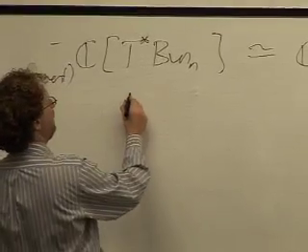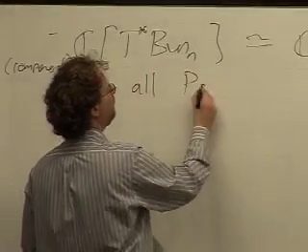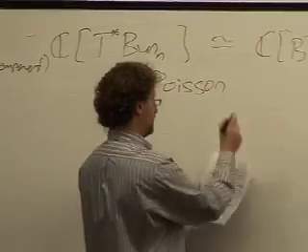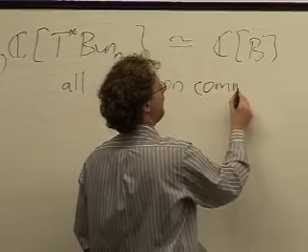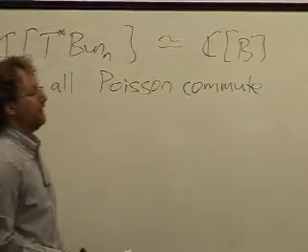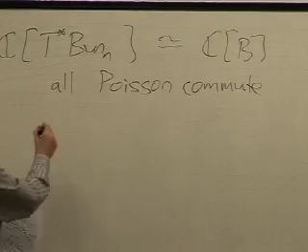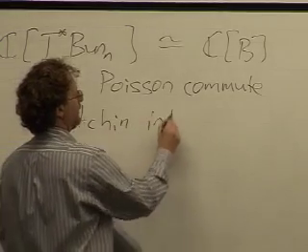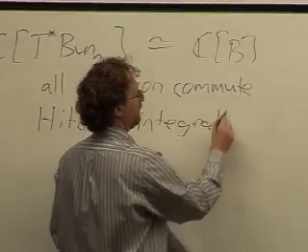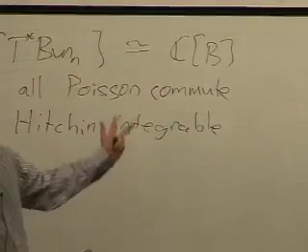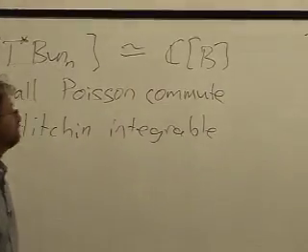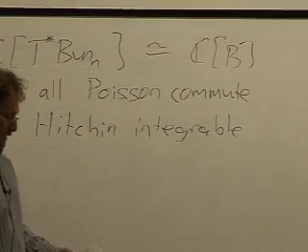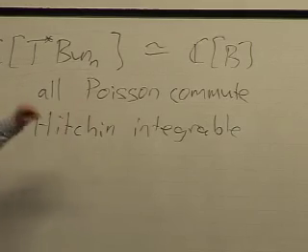And these functions all Poisson commute. So I don't want to get into the symplectic geometry of this too much, but these functions all Poisson commute, and they define a completely integrable system, which is Hitchin's. This is the Hitchin system. It defines a Hitchin integrable system. So for our purposes, this integrable system will just be a Lagrangian projection, a Lagrangian fibration. Okay. Are there questions about this story?